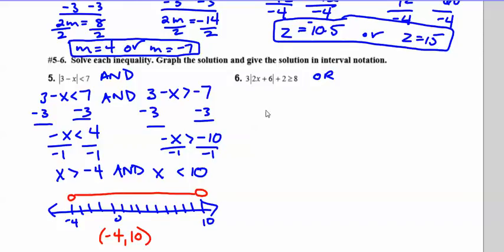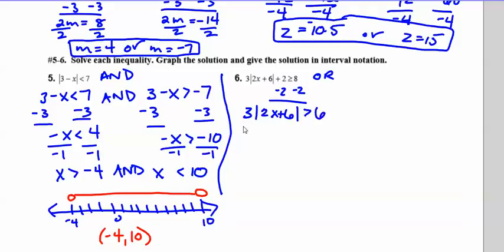Okay, next one. We need to isolate the absolute value before we write the two equations, or the two inequalities. So subtract the 2 to start. 3 times the absolute value of 2x plus 6 is greater than 6. And now divide both sides by 3. So now the absolute value is isolated. Absolute value of 2x plus 6 is greater than 2.